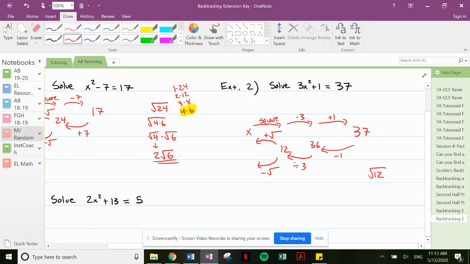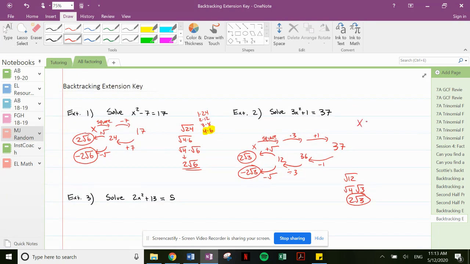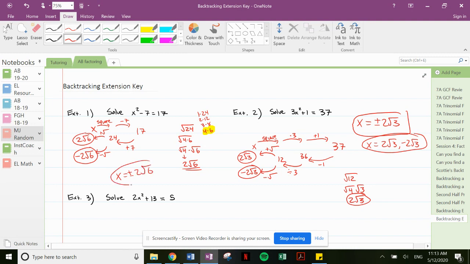Square root of 12, that's 3 and 4, 6 and 2, 1 and 12. I like that 4 and 3. So I write that as the square root of 4, square root of 3, or 2 times the square root of 3. So I get positive 2 root 3 and negative 2 root 3 for my x values. All right, and again, if you want to write those out, you can write like x equals plus or minus 2 root 3 is your final answer, or x equals 2 root 3 and negative 2 root 3. You can do the same here. x equals plus or minus 2 root 6, or x equals 2 root 6 and negative 2 root 6.